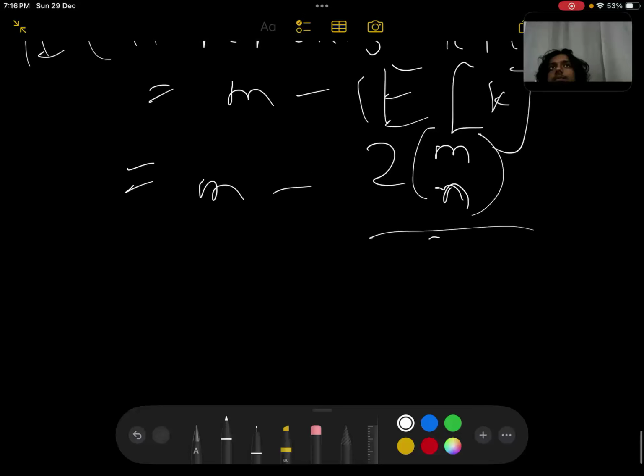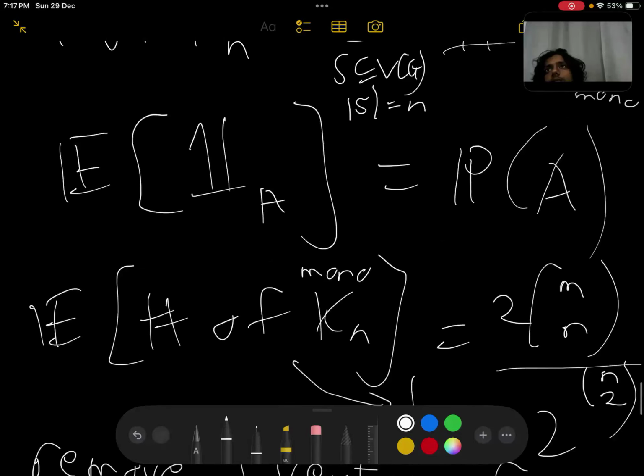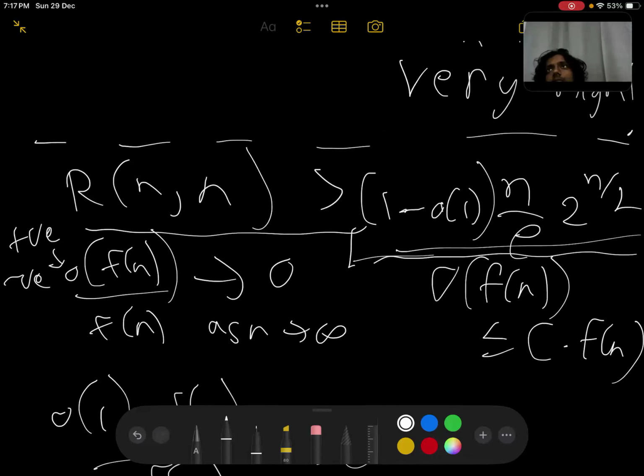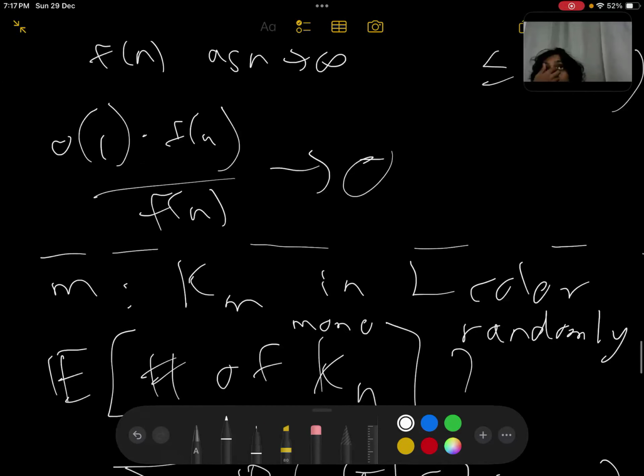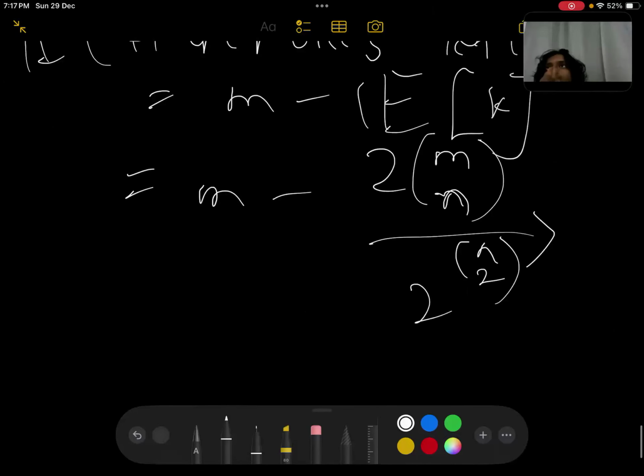Right? And well, sorry, 2 raised to, right? And if we can make the m minus k bigger than this quantity, in expectation, we will be done. Because if the expected value of some quantity is bigger than 100, then that quantity attains a number bigger than 100 at some point. Otherwise, the expectation will be less than 100. If this is bigger than required, we are done.